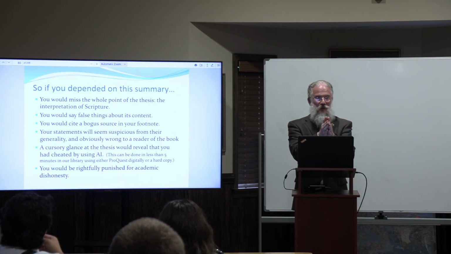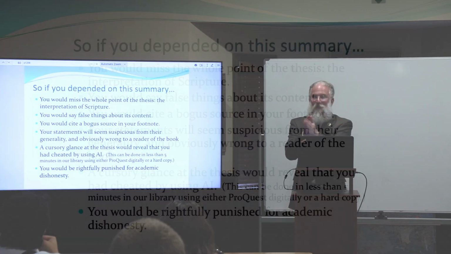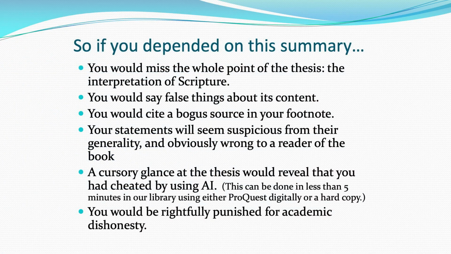So, just to drive home the point, if you depended on something like this for your research, you would miss, A, the whole point of the thesis, which is about the interpretation of Scripture. ChatGPT said nothing about that. You'd say false things about its content. You would cite a bogus source in your footnote, because remember, the title, the place, the year were all wrong. Your statements would seem suspicious from their generality, and anybody that had looked at the book, even for 5 minutes, would reveal quickly that you had cheated and not actually looked at the source.